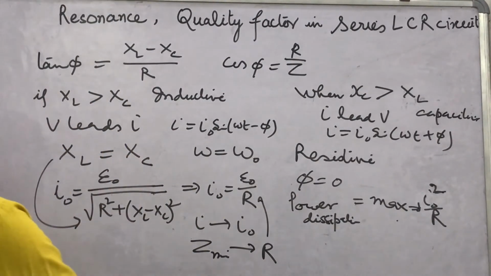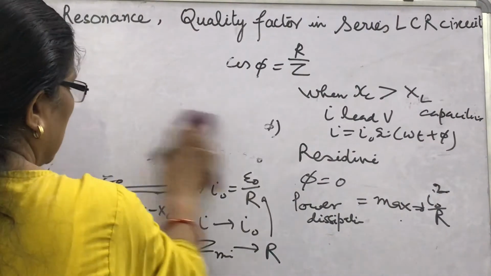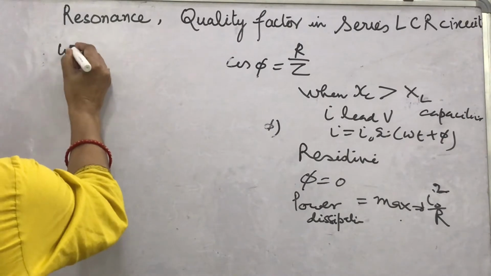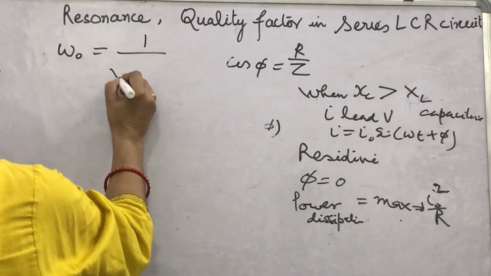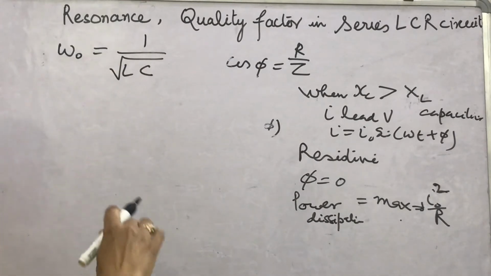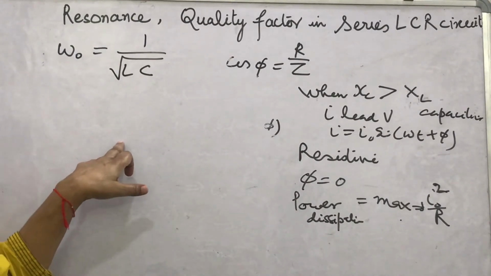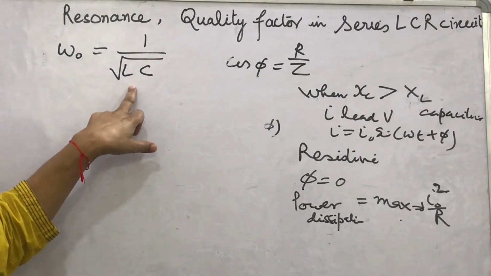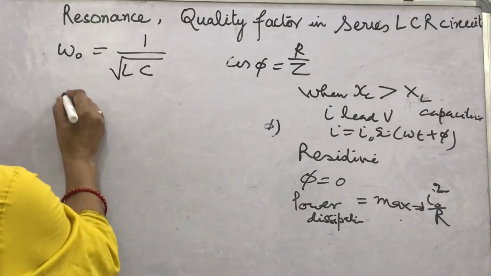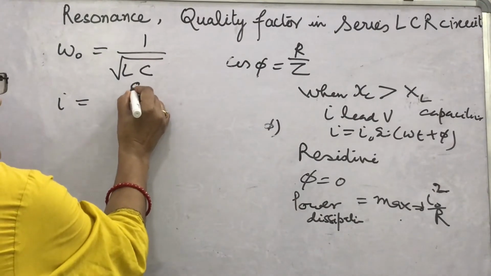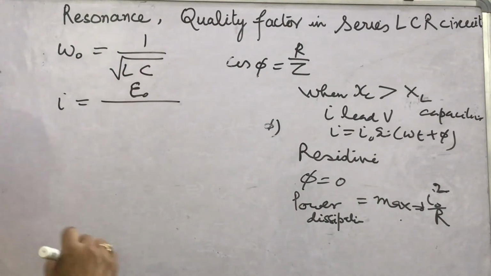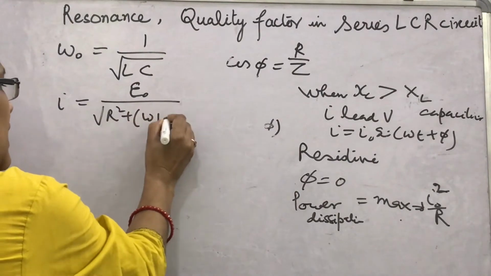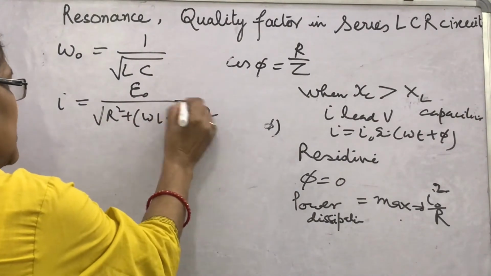We have read here that resonance frequency omega naught is 1 by under root LC. We have seen how this resonance frequency is decided, how this expression is derived. We have seen earlier, I am going to tell you again: I equal to E naught upon Z, and the value of Z is under root R square plus omega L minus 1 upon omega C whole square.